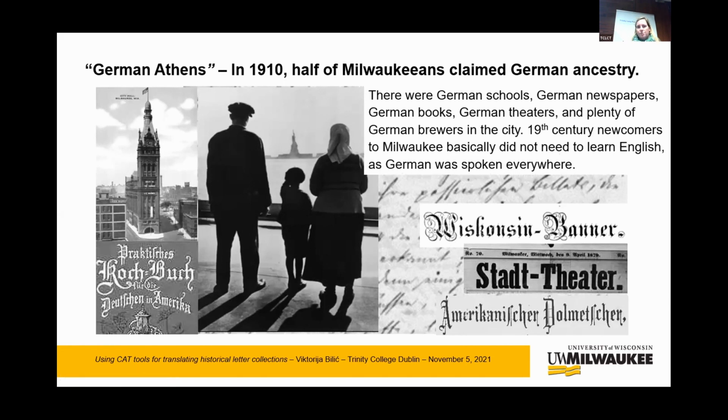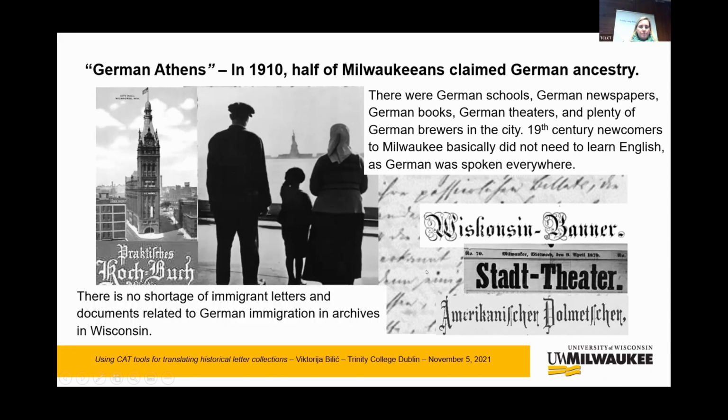There were, in the 19th century, German schools, German newspapers, German books, German theaters, and also plenty of German brewers in the city. And 19th century newcomers to Milwaukee basically did not need to learn English, as German was spoken everywhere. This here, Wisconsin Banner, was a daily newspaper, and you can see that Wisconsin was spelled the German way. That was also common. Stadttheater today is the Pabst Theater, and there were dictionaries called Amerikanische Dolmetscher, all printed in the city of Milwaukee.